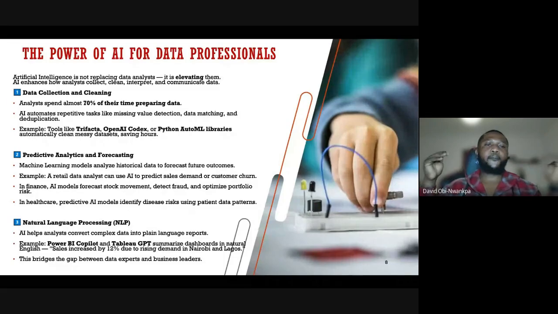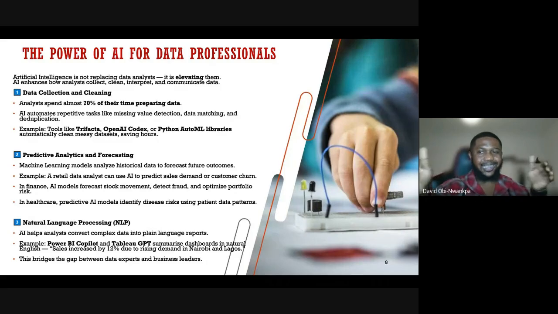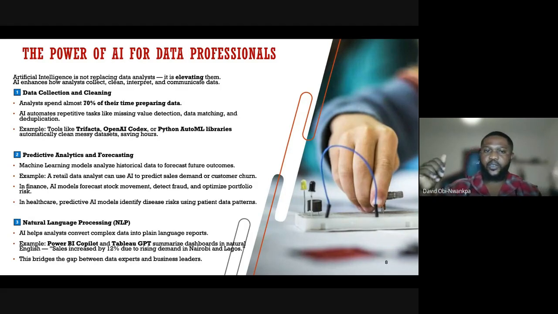So number one, data collection and cleaning. A lot of analysts spend almost, and this is me giving an approximate fraction, 70% of their time preparing data. Yes, it can be a heck on its own. And then AI automates repetitive tasks like missing value detection, data matching, and deduplication. An example of a tool that can help a data analyst in data collection and cleaning is Trifacta.